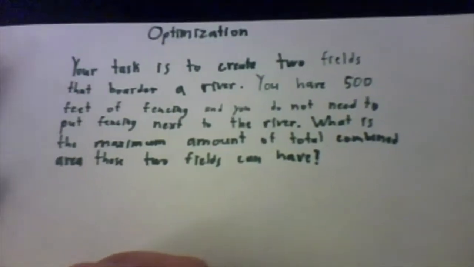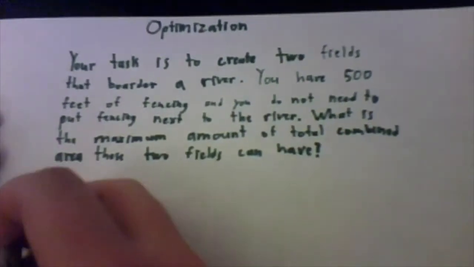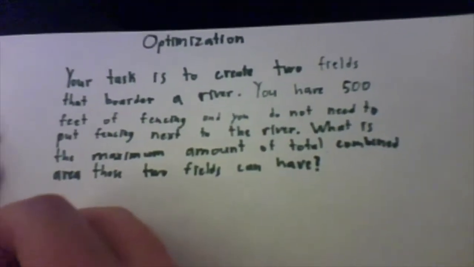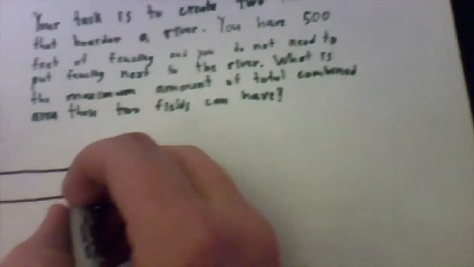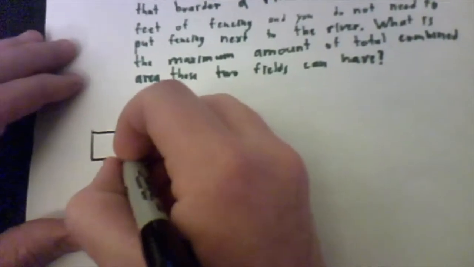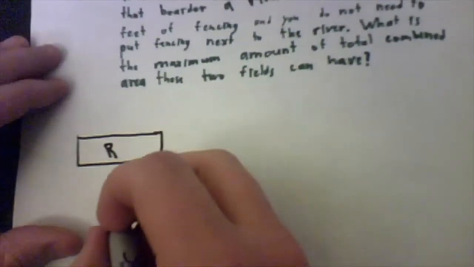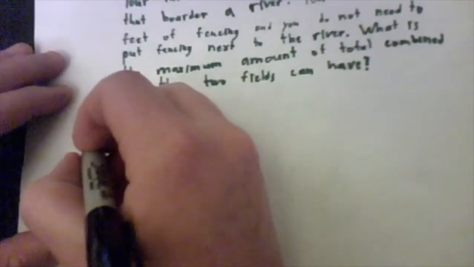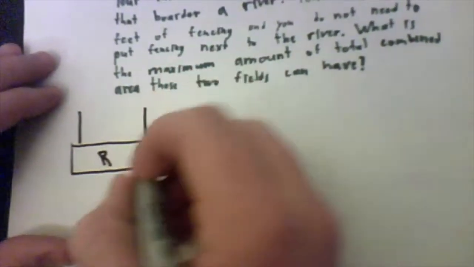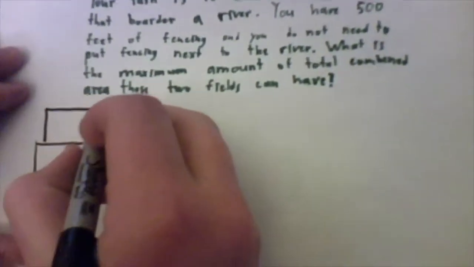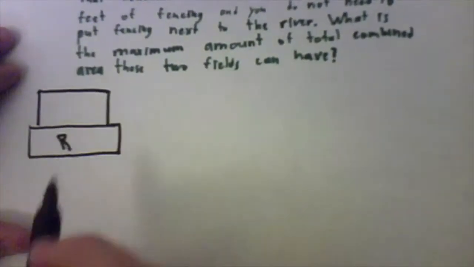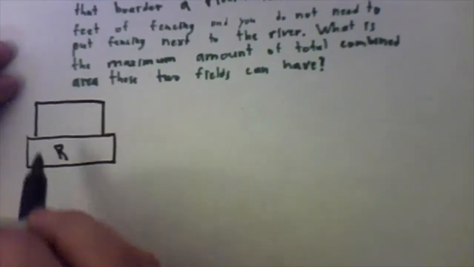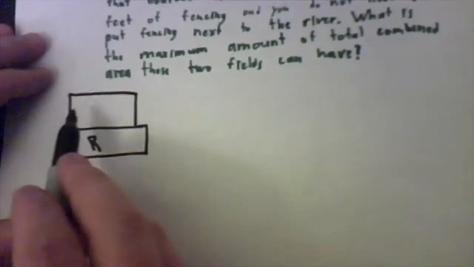So first let's draw a picture. So we have our river. In this case, it's a perfect river. Put an R there. And now we have to make our fields. Fencing and fencing, and the top layer of fencing. And no fencing needs to go here, because, like the problem states, there needs to be no fencing bordering the river. Now, the thing is, we need to have two fields.